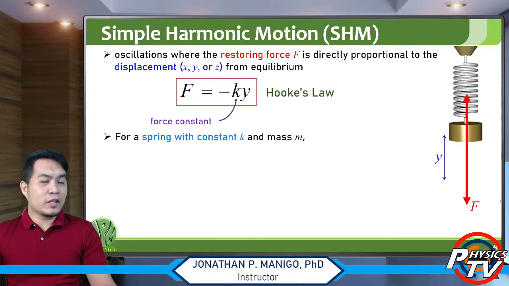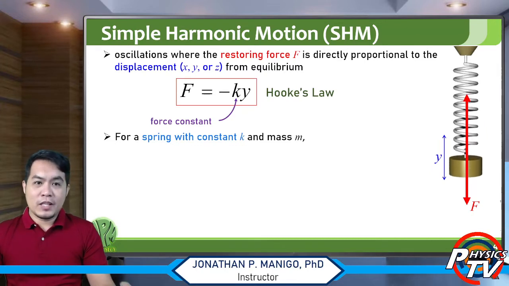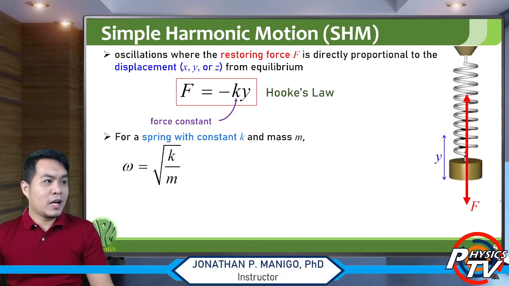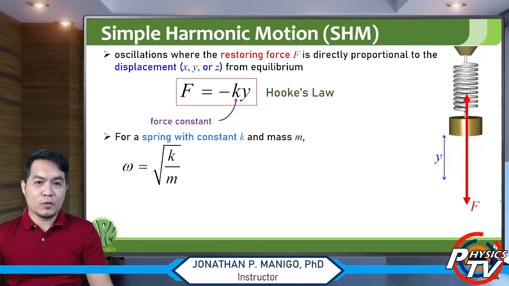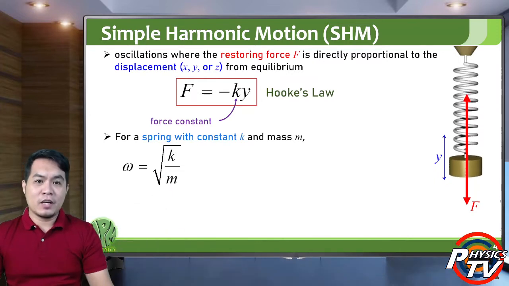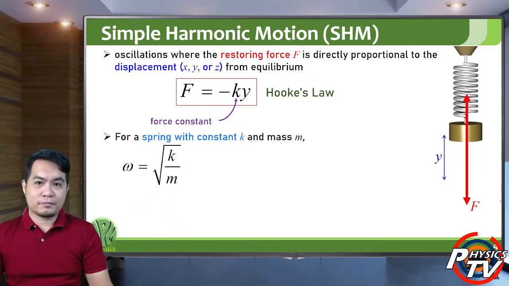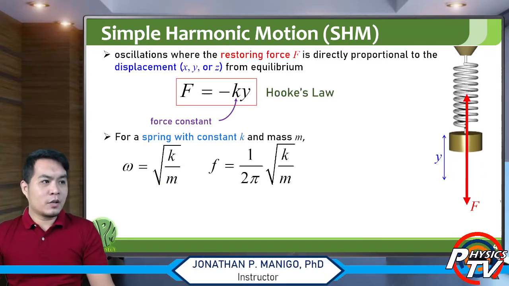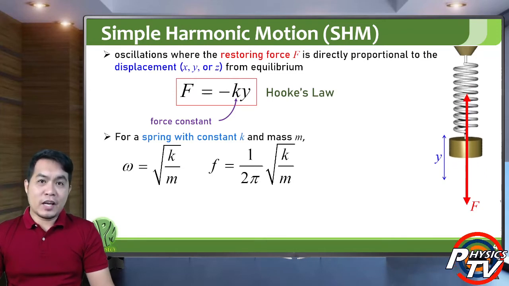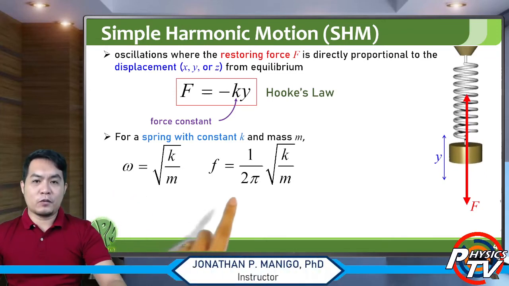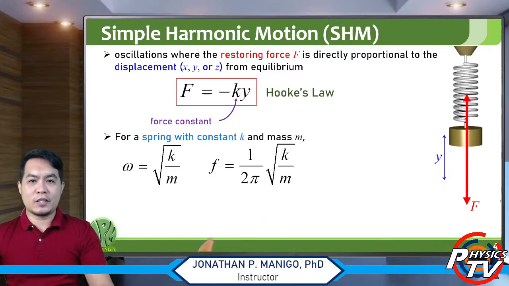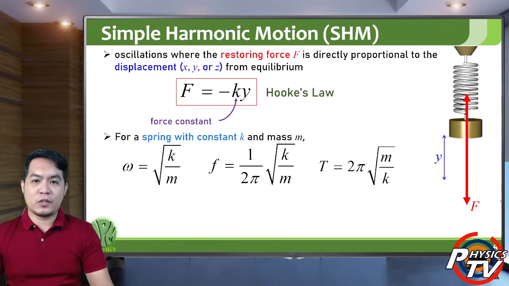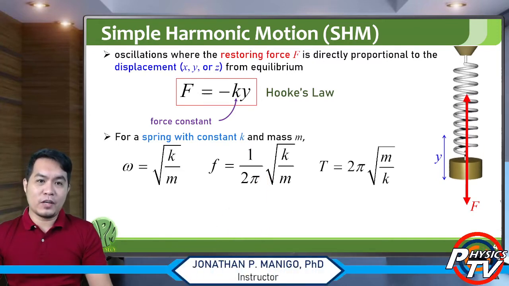For a spring with force constant k and mass m, the angular frequency, which is originally 2 pi times the frequency, will now be the square root of k over m, where k is the force constant and m is the mass of the object doing simple harmonic motion. Since the frequency is related to the angular frequency by a factor of 2 pi, the frequency is 1 over 2 pi times the square root of k over m. The period is the inverse of this, so you have 2 pi times the square root of m over k.